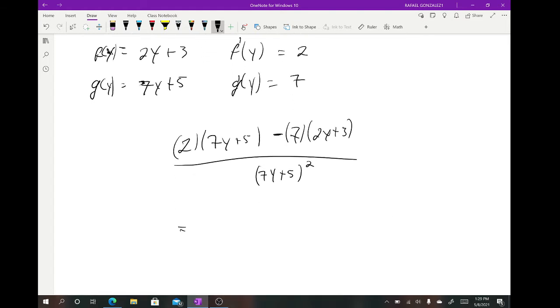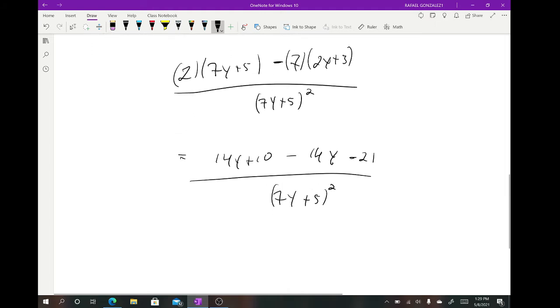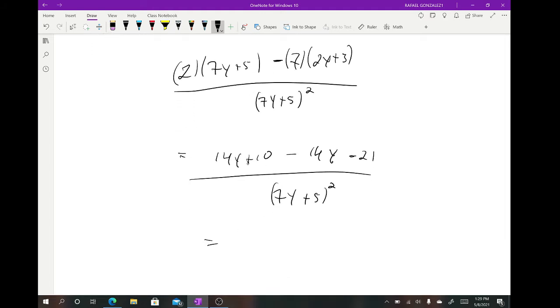So that's why the quotient rule. And we could simplify this a little bit. We get 14y plus 10 minus 14y minus 21 divided by 7y plus 5 squared. I'm not going to expand the denominator. I trust that you don't have to do that. The 14y's cancel out, and 10 minus 21 is negative 11, last time I checked. So we have negative 11 divided by 7y plus 5 squared.